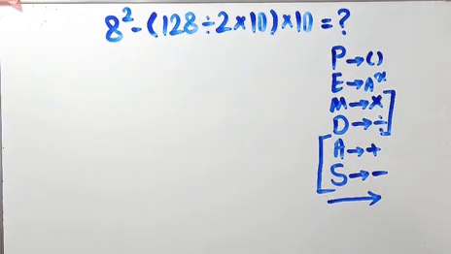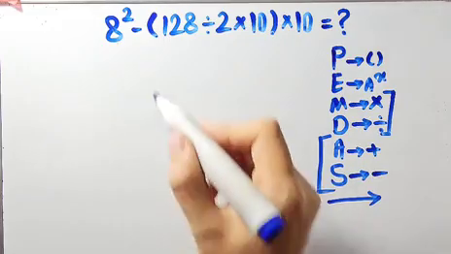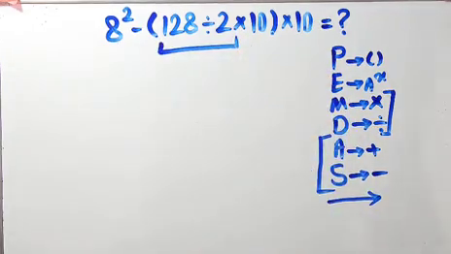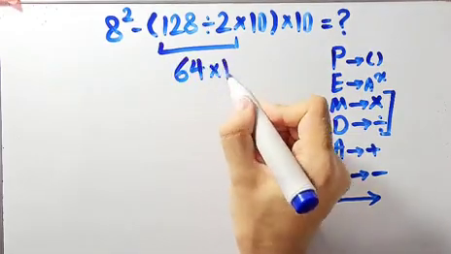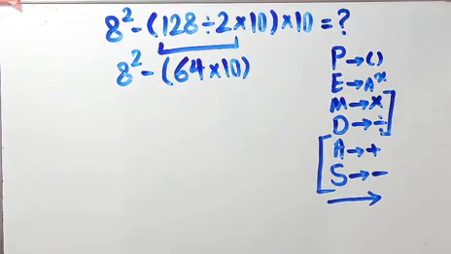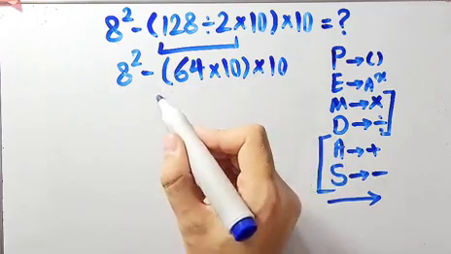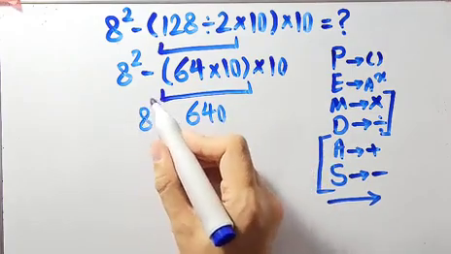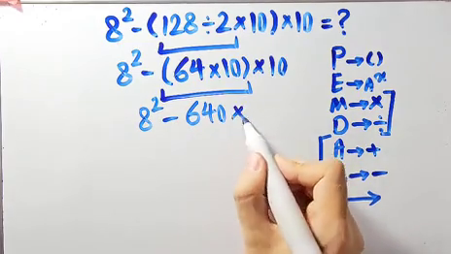Okay guys, according to the PEMDAS rule, in this question, first we simplify these parentheses. Inside these parentheses we have division and multiplication. Because multiplication and division have the same level of priority, we start from the left and simplify the question. 128 divided by 2 equals 64. Now we have 64 times 10 inside this parenthesis. The question is 8 to the power of 2 minus open parentheses 64 times 10 close parentheses, then times 10. Again we have exponent, subtraction, parentheses and multiplication. In this step we simplify this multiplication. 64 times 10 equals 640. Now we have 8 to the power of 2 minus 640, then times 10.